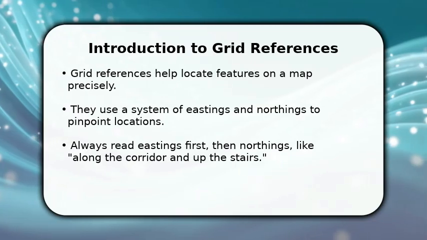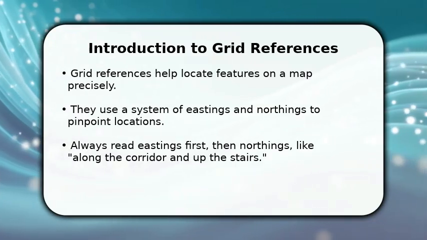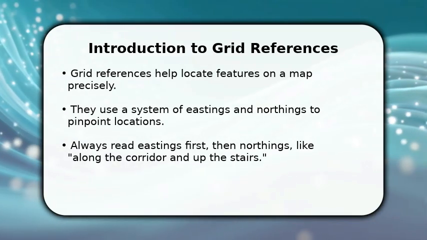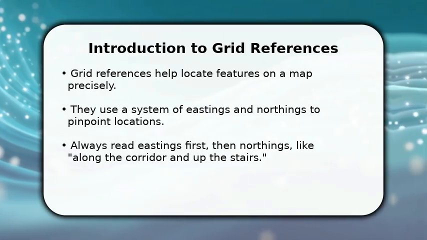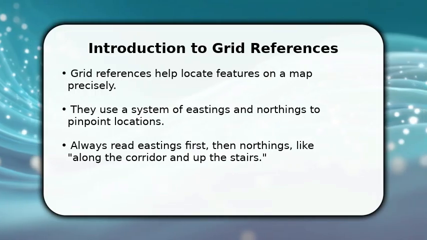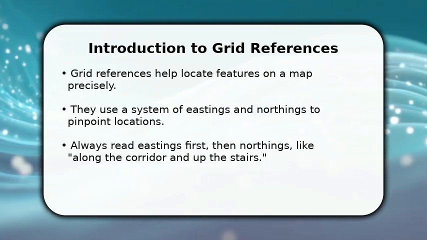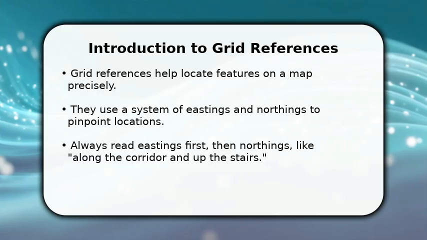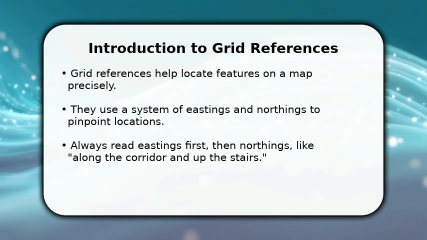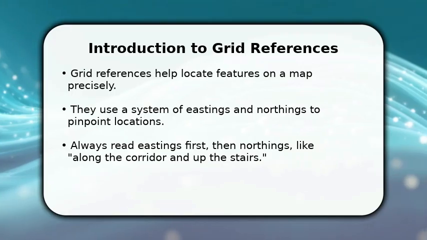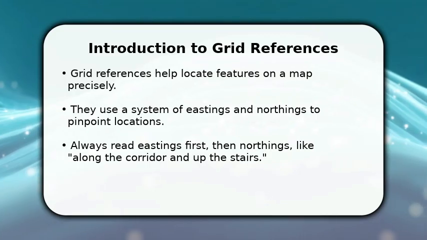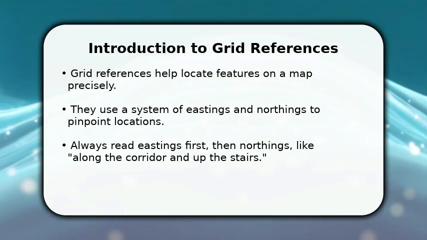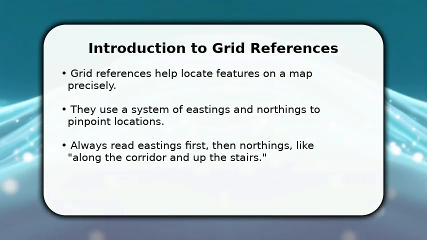Enjoy the video. In this video, I will explain how to use grid references in geography. Grid references are a fundamental skill for reading maps, allowing you to pinpoint exact locations. We'll cover the basics of eastings and northings, which form the coordinates. Remember the simple rule: always read along the bottom, or eastings, first, then up the side, or northings. This method ensures you accurately identify any point on a map.